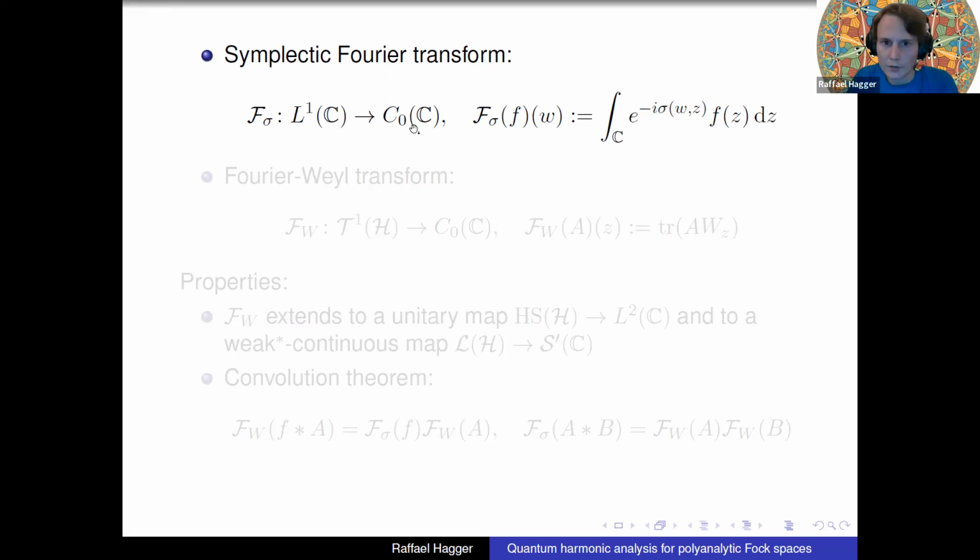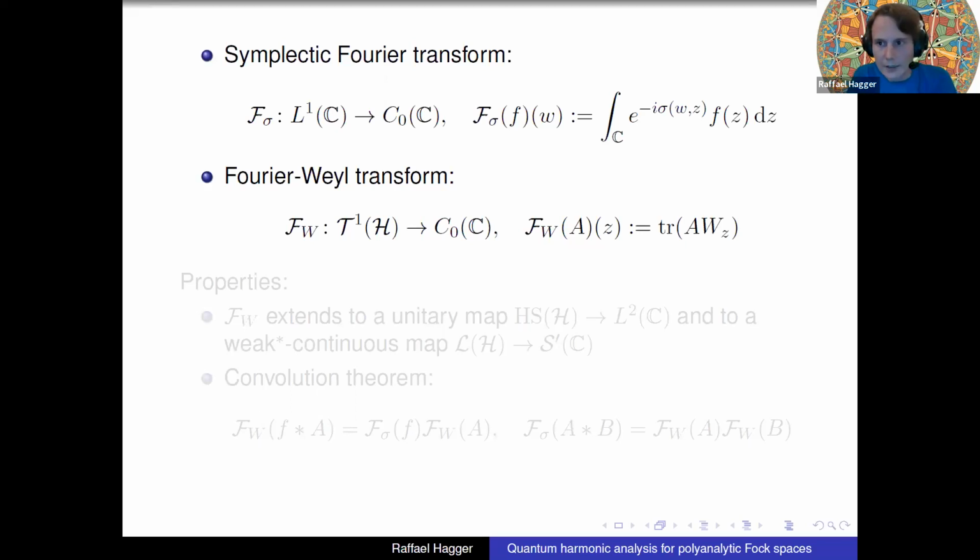So it maps L1 to the functions that vanish at infinity, the continuous functions that vanish at infinity. And yeah, it also satisfies the usual properties you have for the Fourier transform. And now this is the operator version. Again, we just go more or less by analogy. So L1 is replaced by trace class. So we define the Fourier transform, which is then called Fourier-Weil transform, or depending on who you ask, also Fourier-Wigner transform, which is nice that it starts with the same letter, so you can use FW either way.